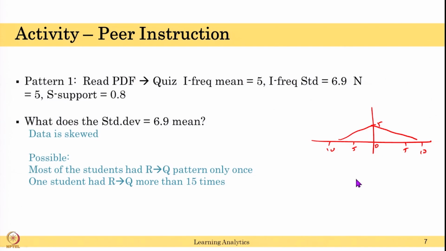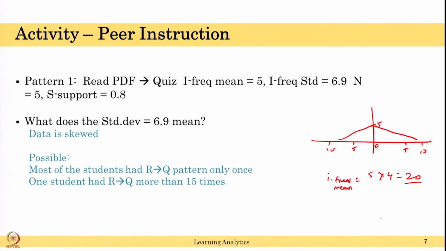So the high frequency mean of 5 for 4 students means that this pattern occurred 20 times for all students together, because 20 by 4 will be 5. Because we have 4 students, that is why the high frequency mean comes in.